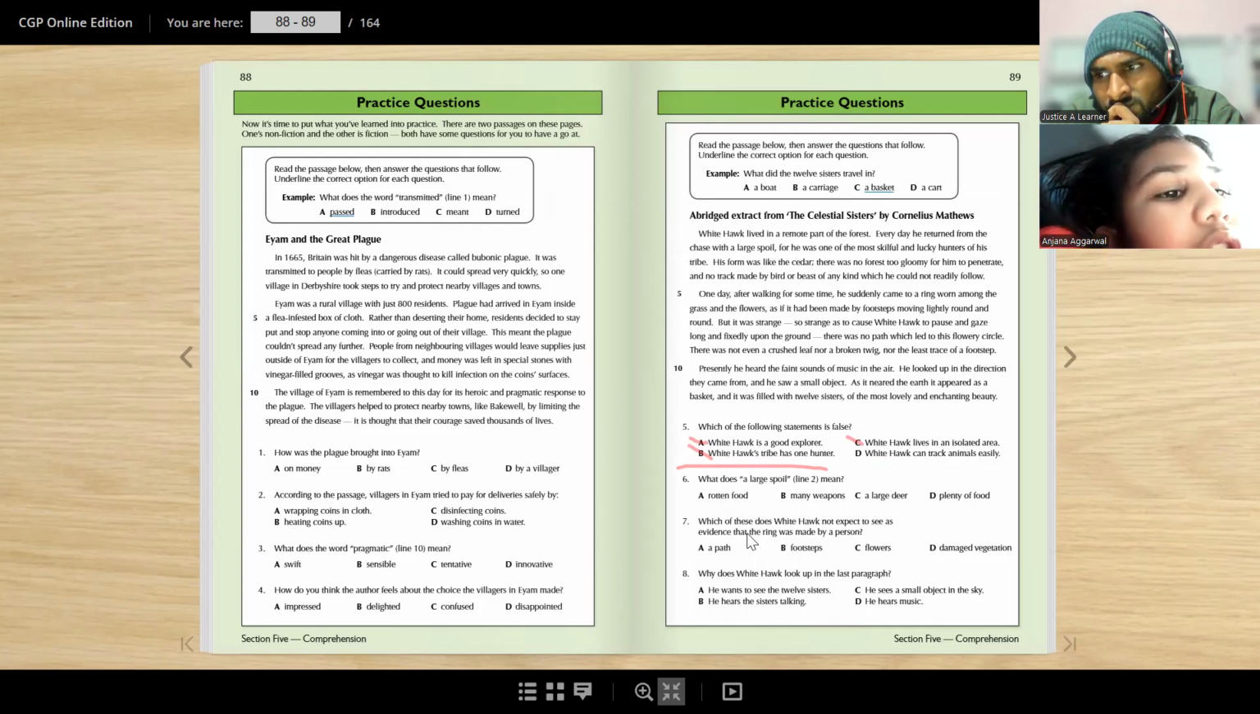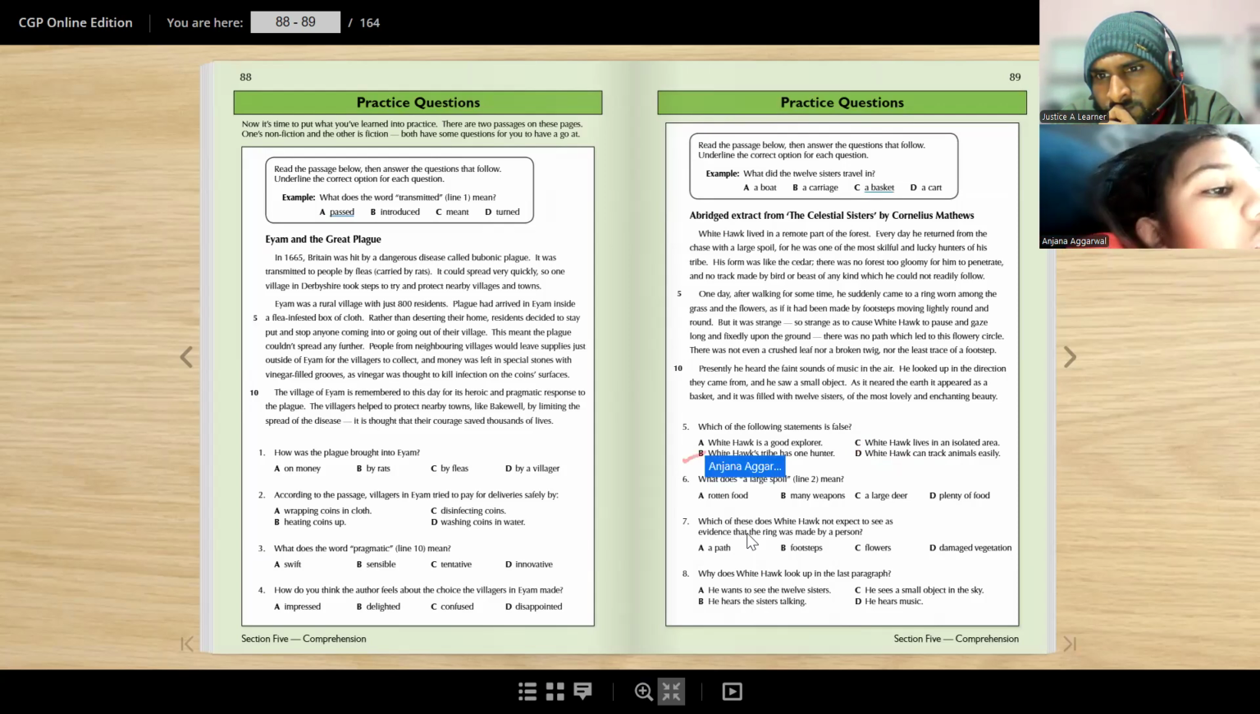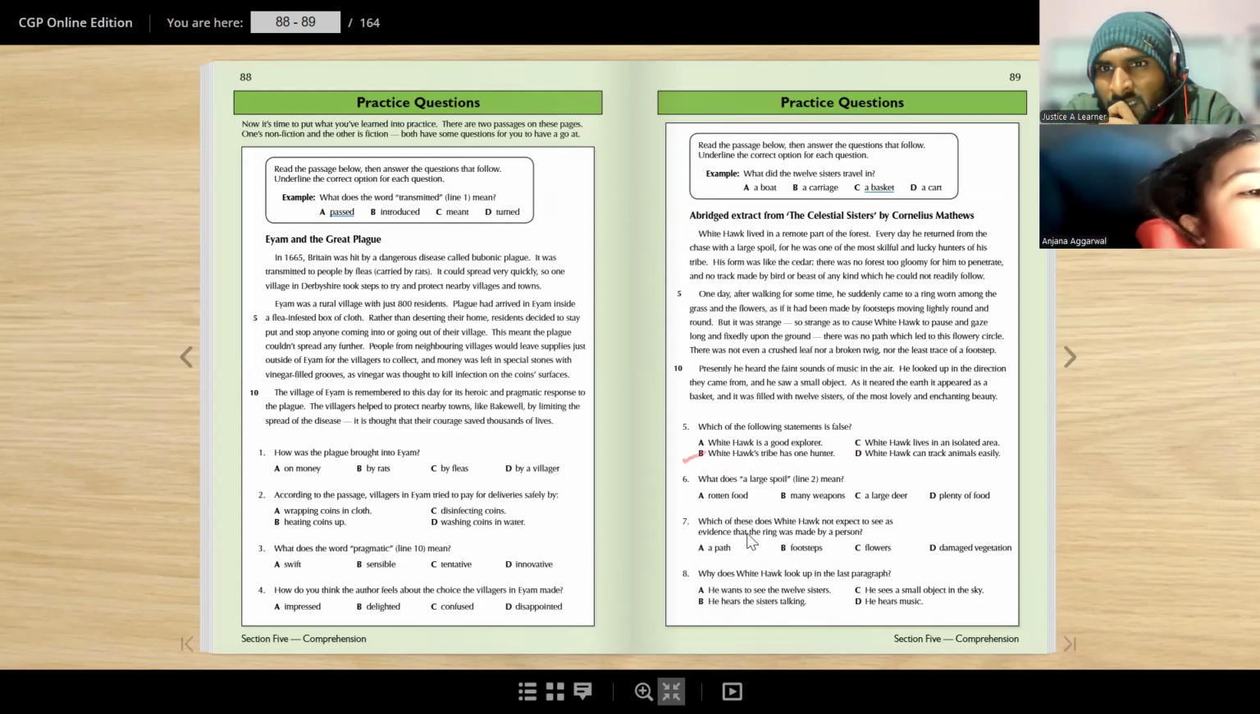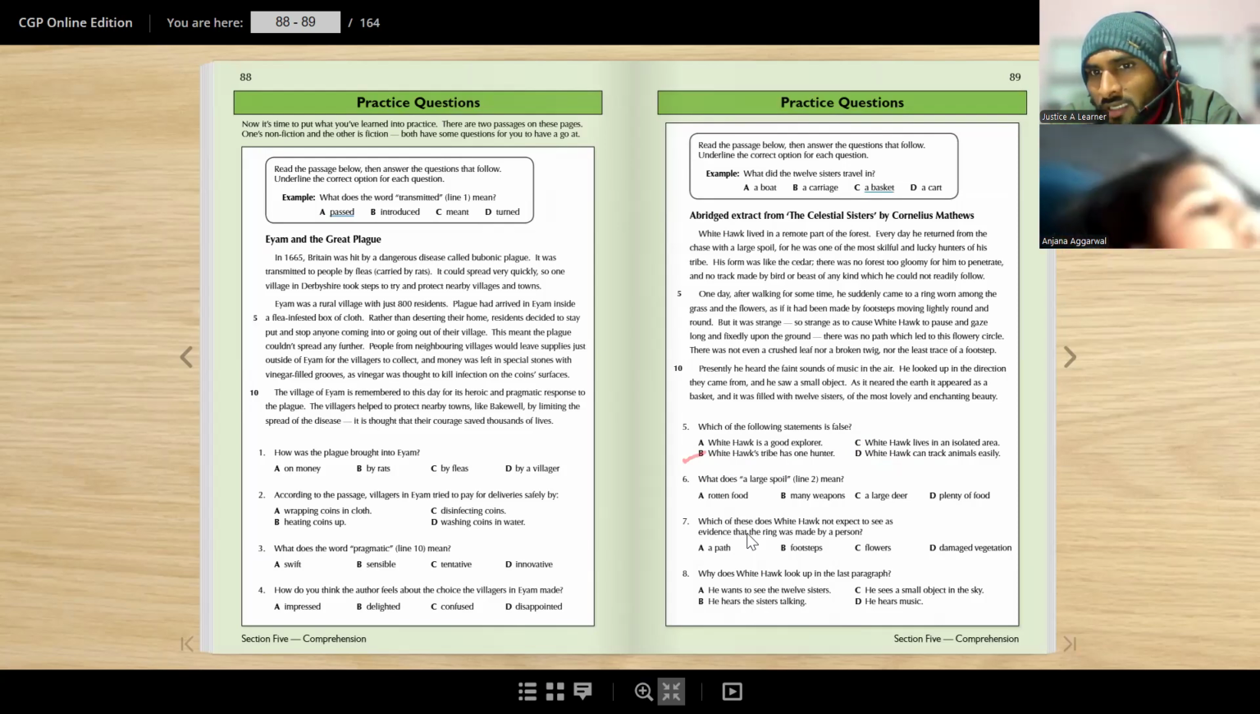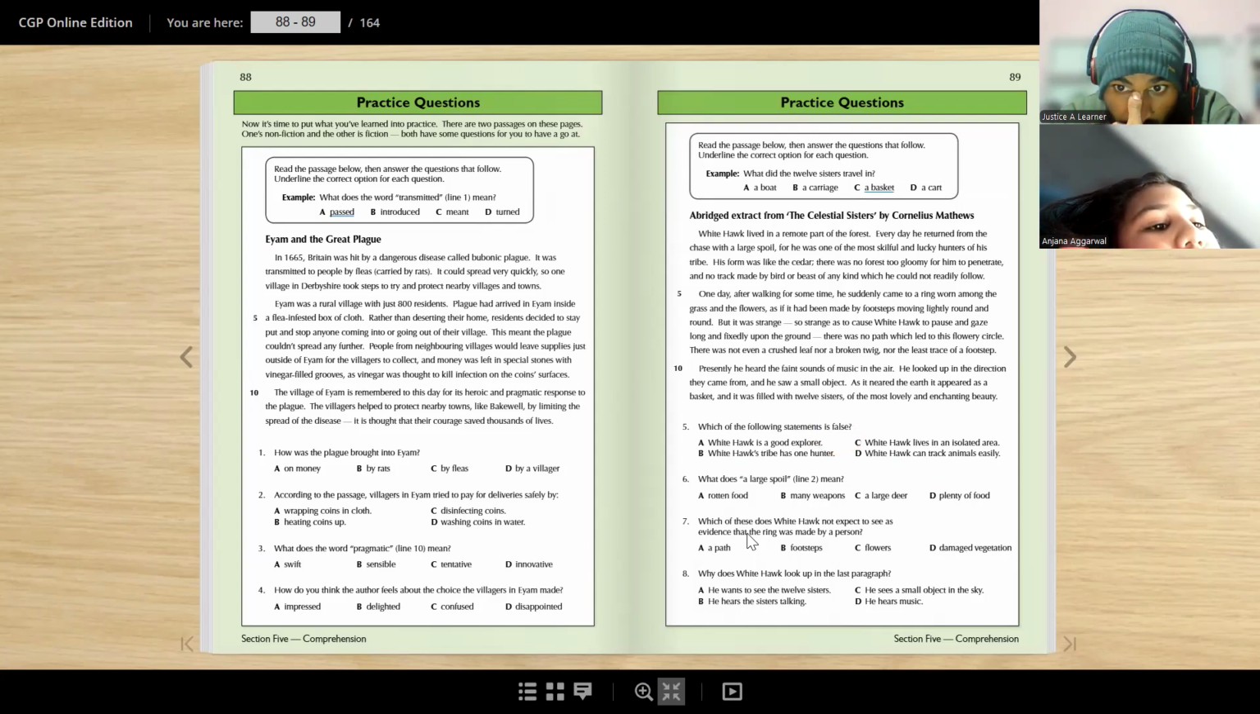White Hawk can track animals easily. I think the answer is D. No, B. What does a large spoil mean? Wait a moment. Let me just make you understand. Like, White Hawk lived in a remote part of the forest. So that also means the same, no? A remote part of forest. Yes. But it says which is false. Oh, so which is false.